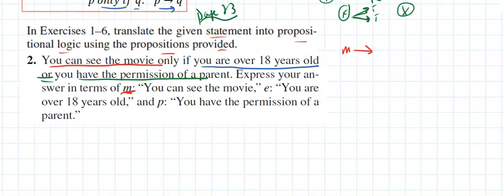Only if E, you are over 18, or you have your parents' permission. And that's really what you test. That's how we're going to translate those statements into logical equivalence and test them, see if they're valid or not.